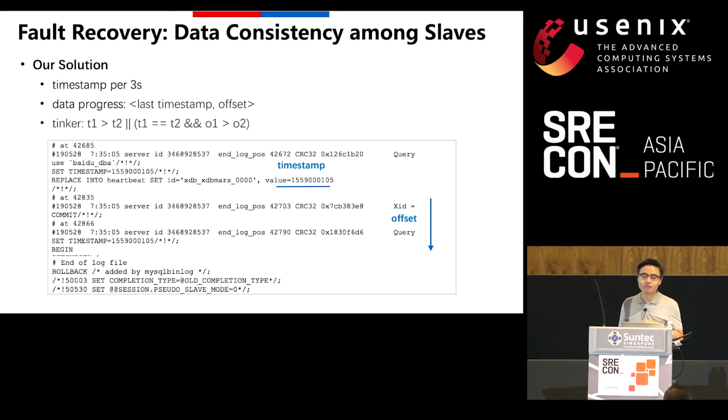So what's our method? We use a timestamp mechanism. We replace into the master's heartbeat table with a timestamp regularly. The data progress can be represented as a tuple: the last timestamp and the offset. The offset is the gap, the event number from the last timestamp to the end of the relay log. So the leader can easily judge which slave is the tinker by the tuple, the timestamp and offset.